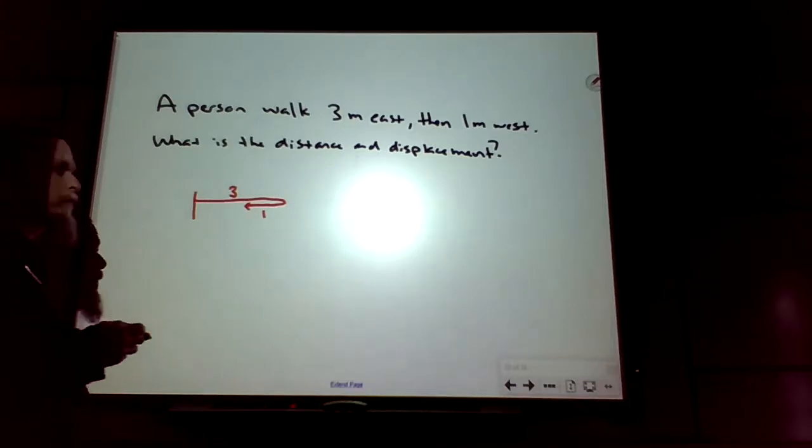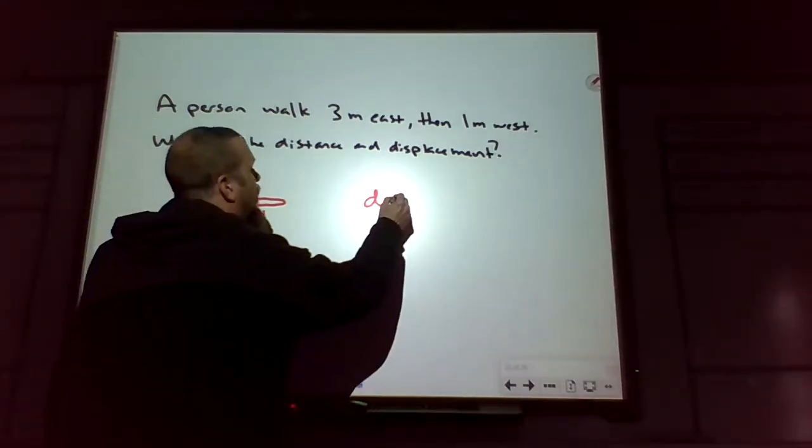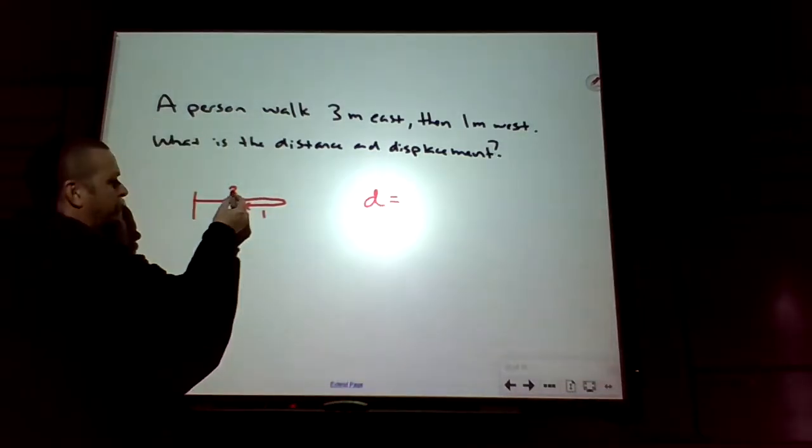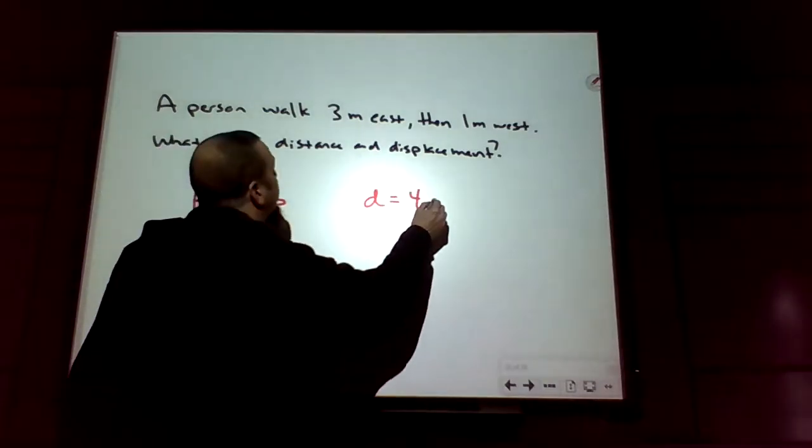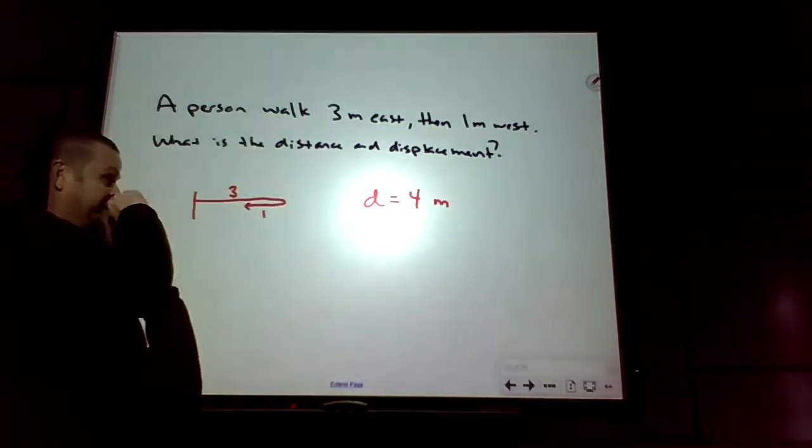The distance is going to be the total motion. And to do that, we just add the two together. 3 and 1 is 4 meters.